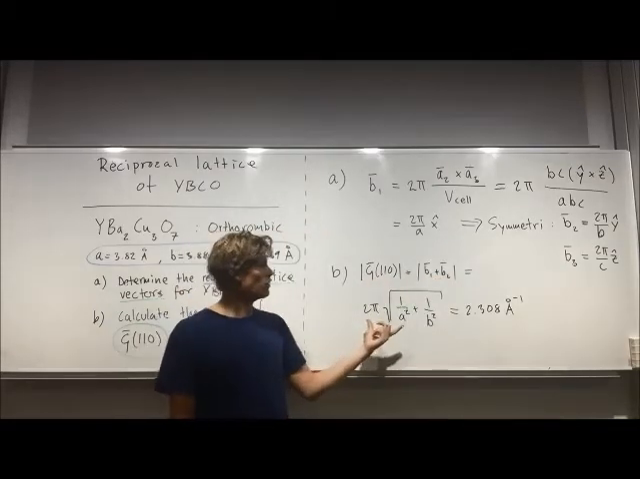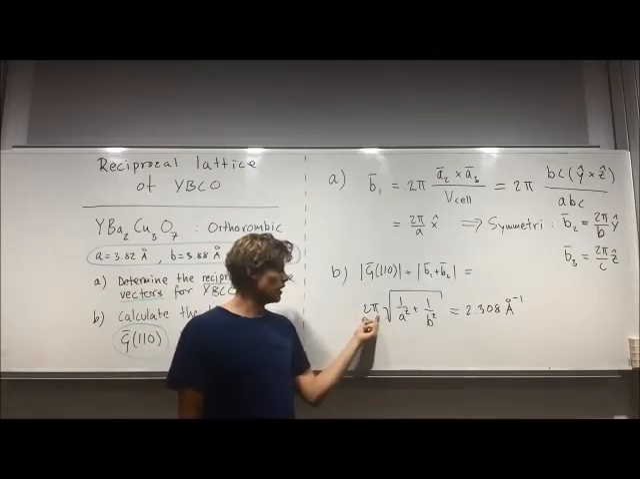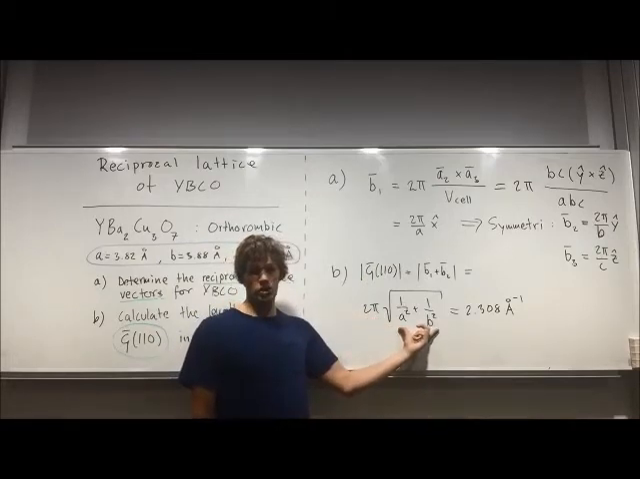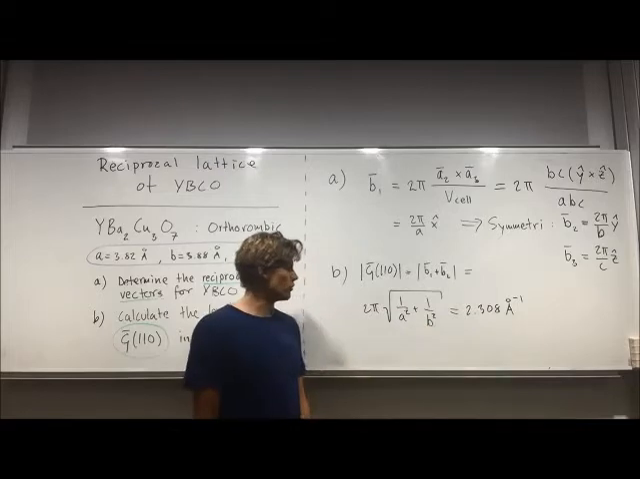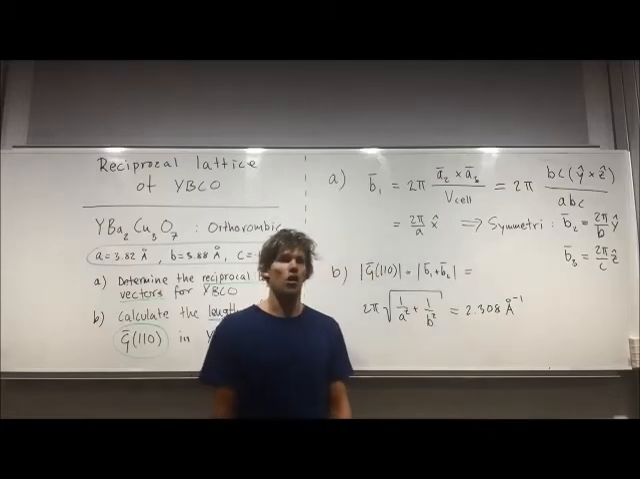Putting in the values of what we just calculated yields 2π times this expression, and putting in the values for a and b results in 2.308 angstroms to the power of -1.